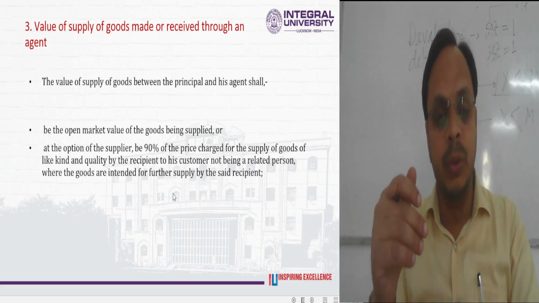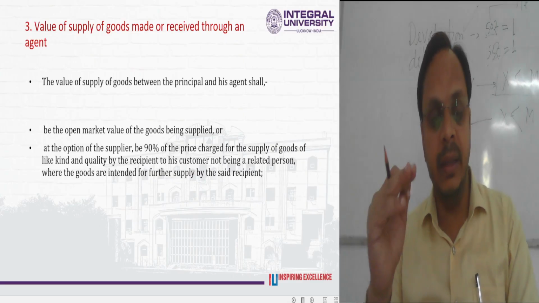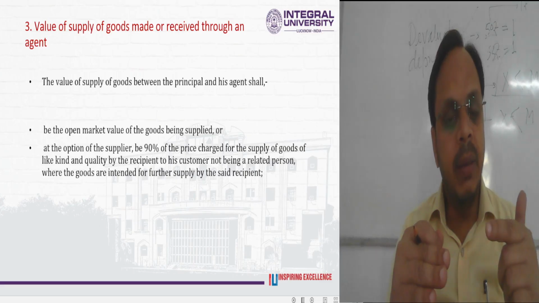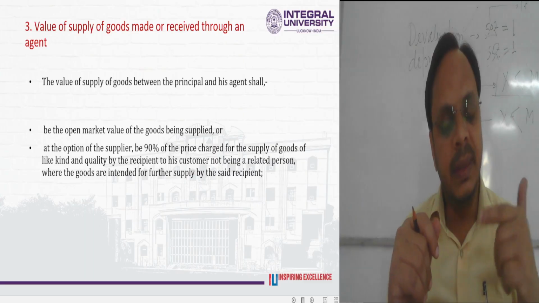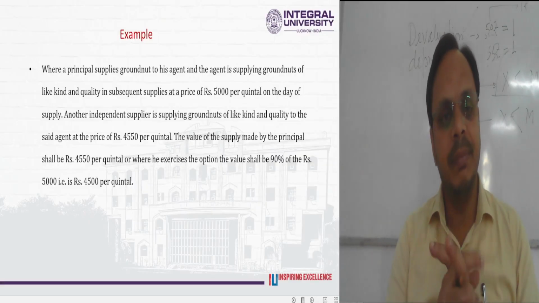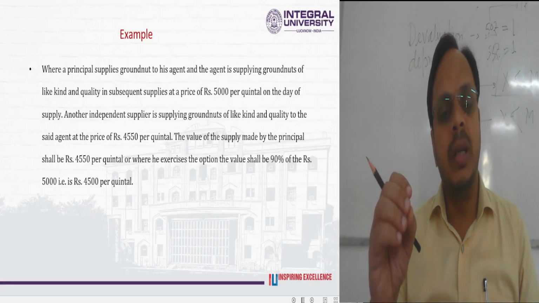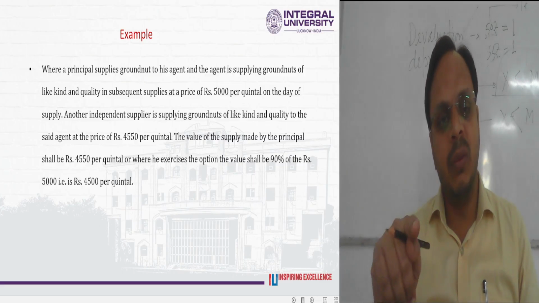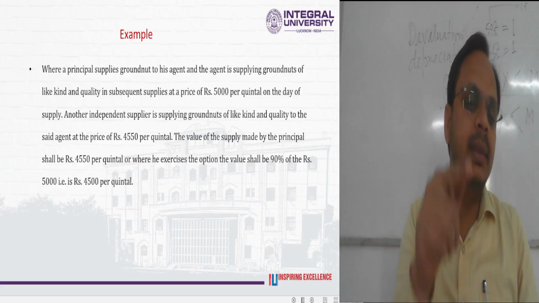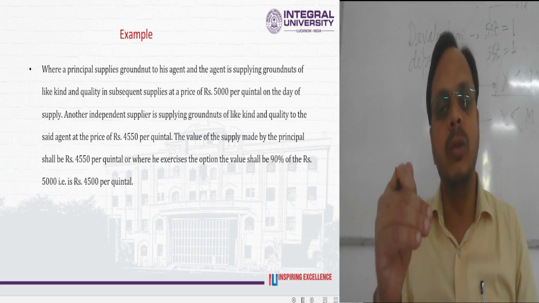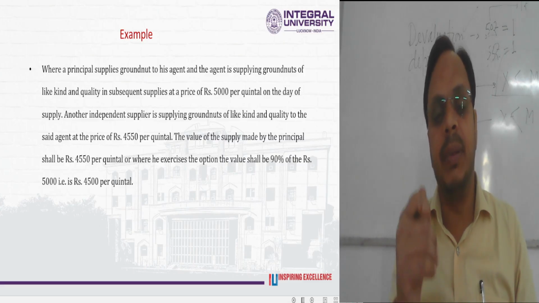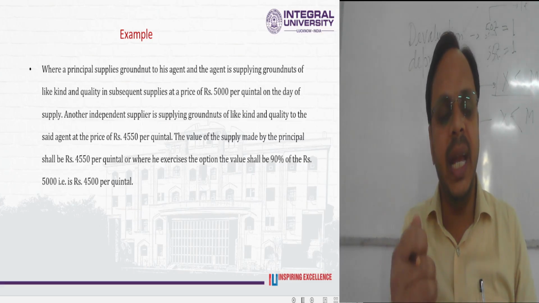So if goods are supplied through an agent, the value of the supply will be the open market value, or, at the option of the supplier, the value as described. For example, a principal supplies groundnut to his agent, where X is the principal, the supplier, and Y is the agent working on behalf of X. The agent is supplying groundnut of like kind and quality in subsequent supplies at a price of 5,000 per quintal on the day of the supply.